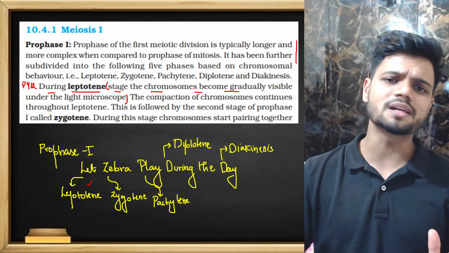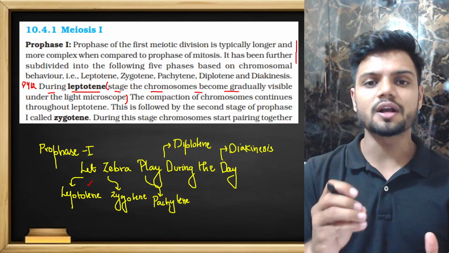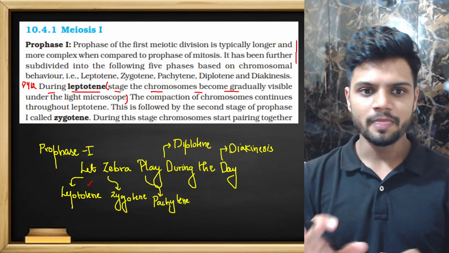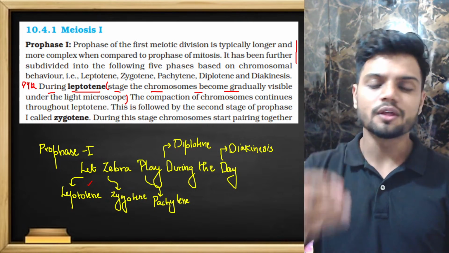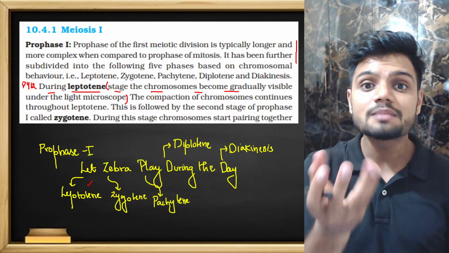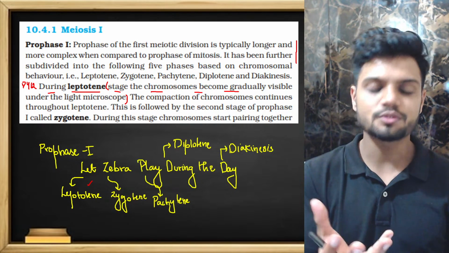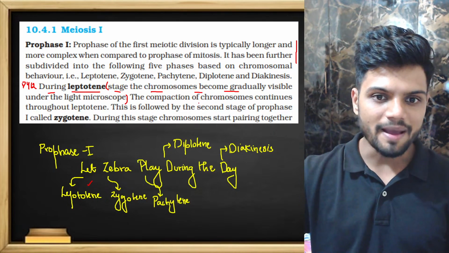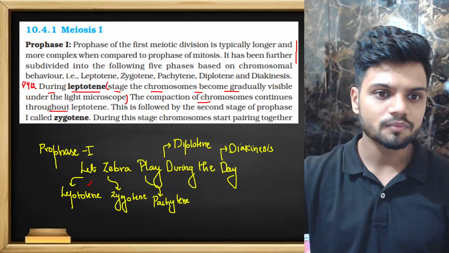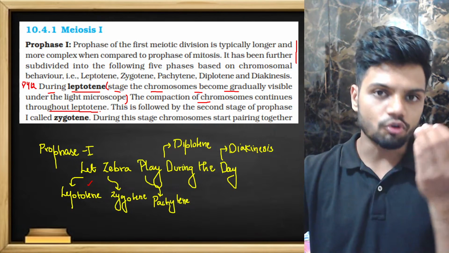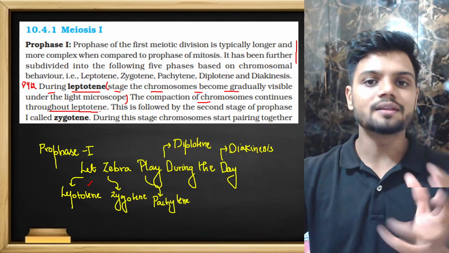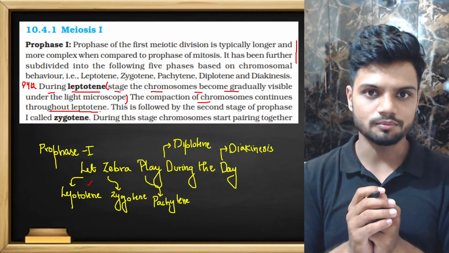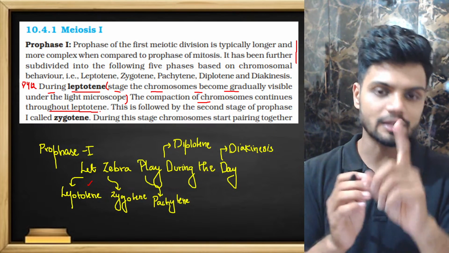The reason they can use something else, but they'll ask you, is the assertion correct? Understood? So in leptotene, students, what is happening? Chromosomes are becoming gradually visible under the light microscope. Now, the compaction of chromosomes continues through leptotene. So chromosomes are becoming visible and there is condensation of chromosomes. Clear, all of you?